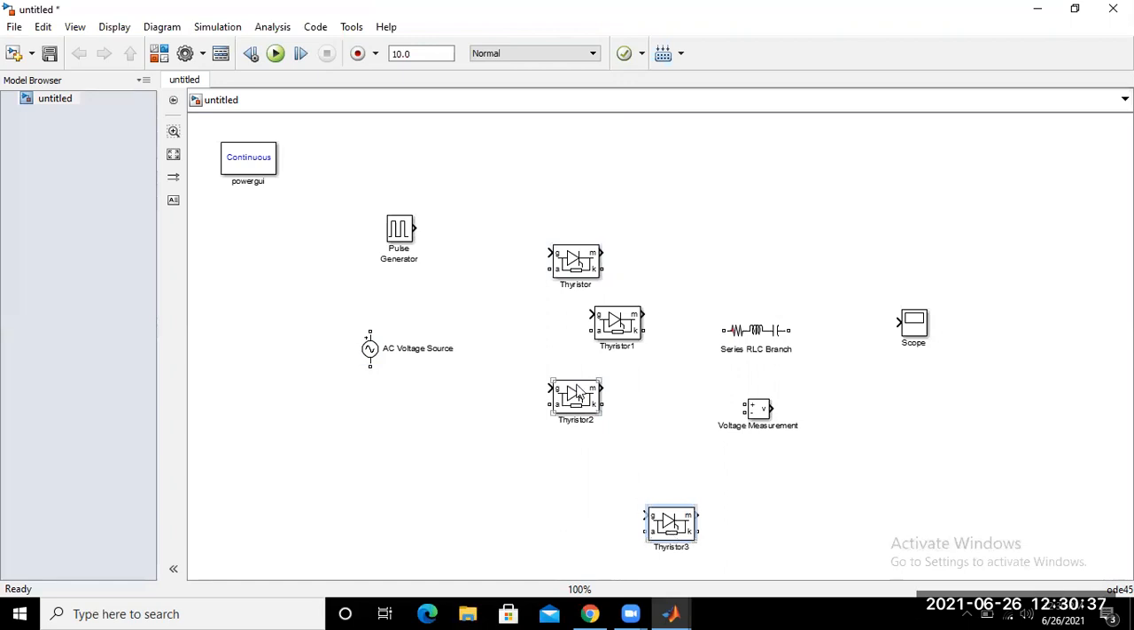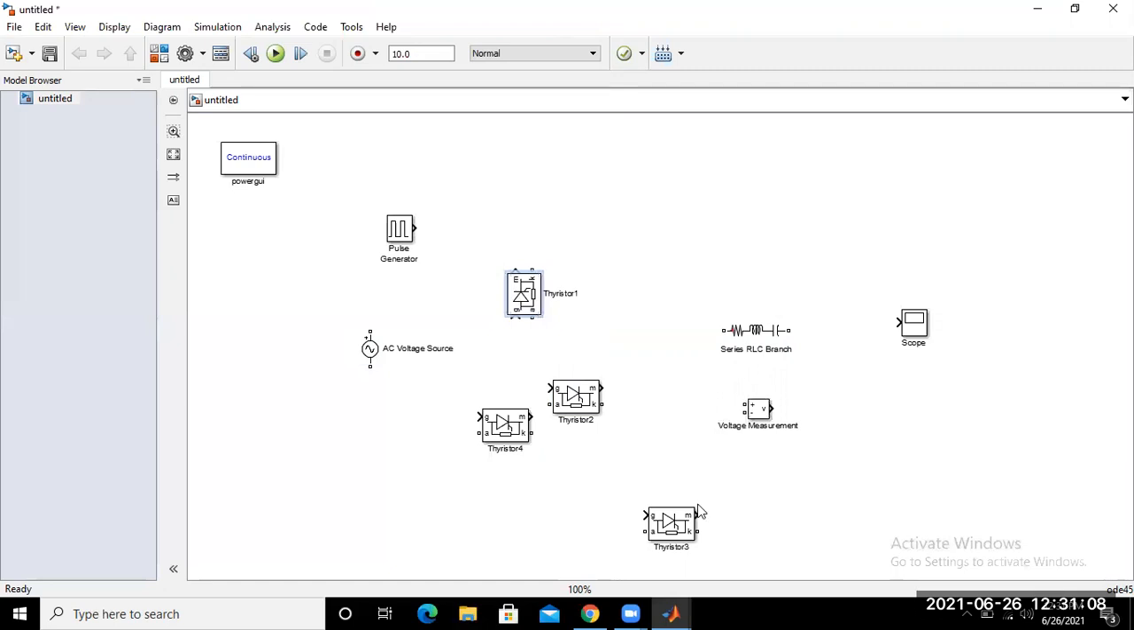Next is your, suppose that 4. Okay. So just delete this one. So you do not again rename all these thyristors. So this is your thyristor 1, thyristor 2, thyristor 3, and thyristor 4. So just connect these thyristors in a proper manner. So just press Control R and move this thyristor. Okay. So just place this thyristor here.